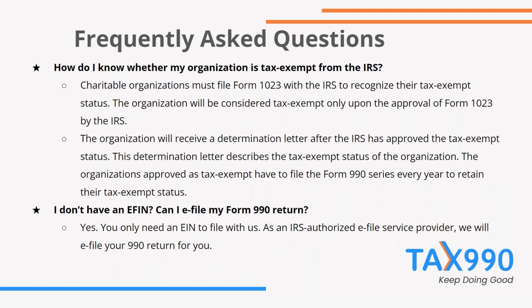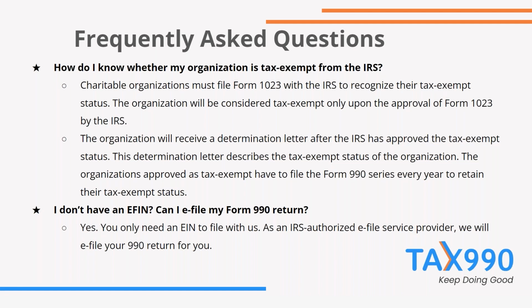How do I know whether my organization is tax exempt from the IRS? If a charitable organization files a 1023 with the IRS for application of exemption and receives approval from the IRS, they can be considered tax exempt. When these steps are taken, an organization will receive a determination letter, which will have all of the information the organization needs on their tax exempt status, such as what their tax exempt status is. Are they a 501(c)(3), (c)(7), those different options.